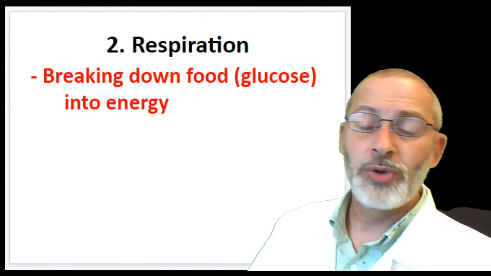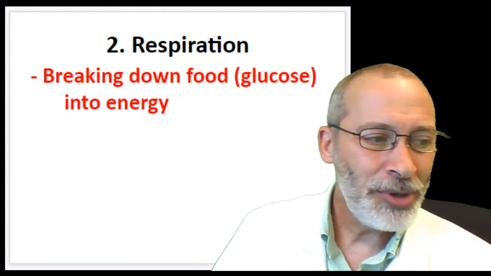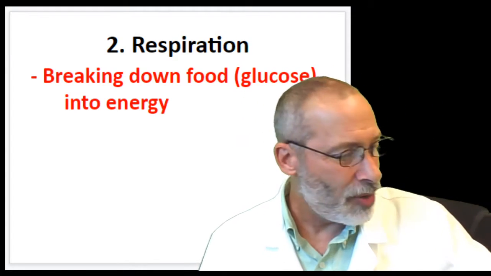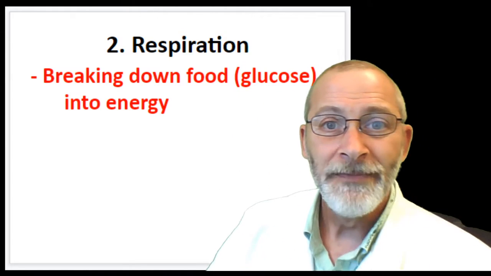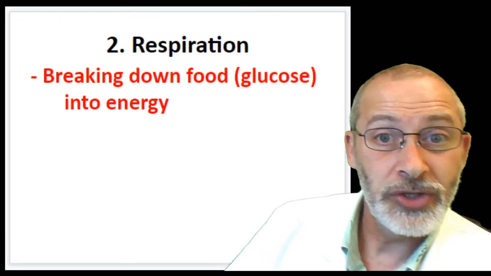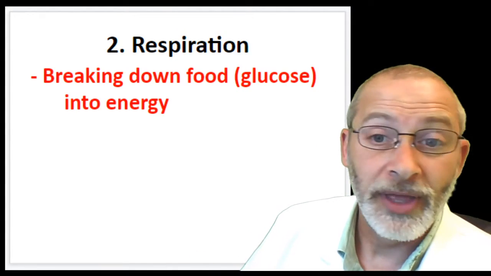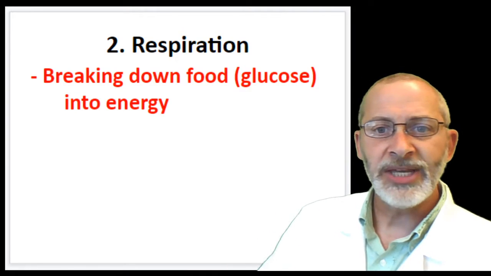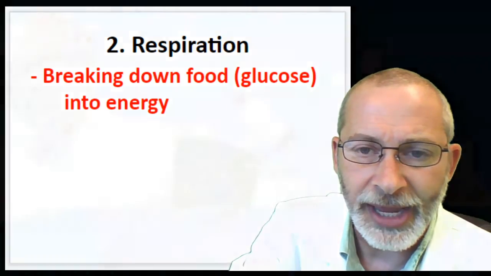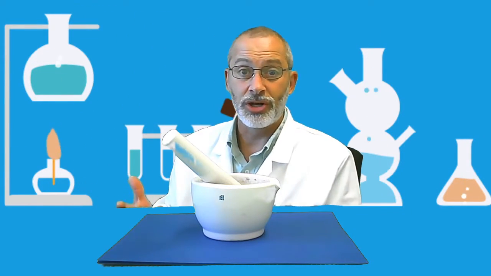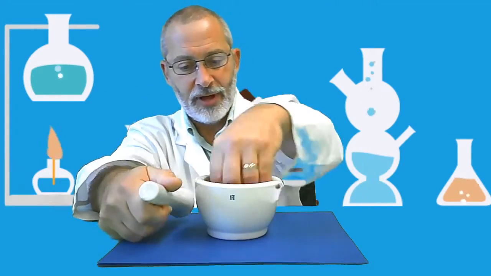So let's do number 2. Number two is the breaking down of food. And the basic form of food, as we know, is sugars. And in our bodies, on a cellular level, we call that sugar glucose, into energy. I want to go over to a close-up view here and give you a little demonstration of breaking down glucose.